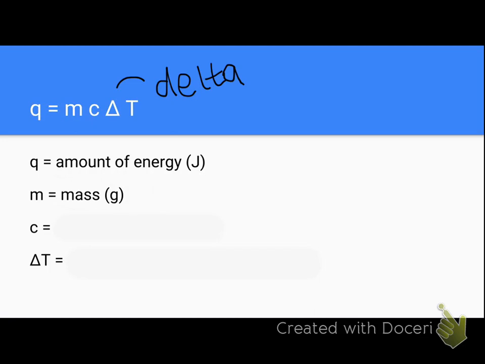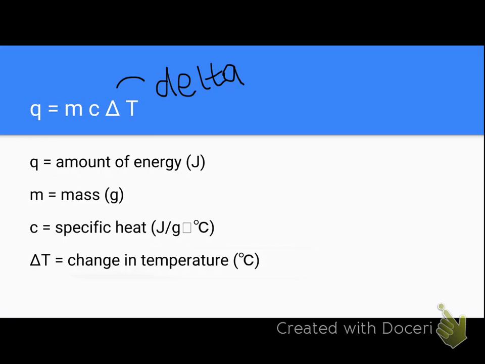M is our mass, and our unit on that is going to be grams. C, we just talked about, is our specific heat. Our unit on that is joules per gram degree Celsius. You can kind of ignore this little box here. It's just when I transferred it over, it came up there. You can look at how that's written on your other slides. And then delta T means the change in temperature, and we're going to use degrees Celsius in this. Our little delta here means change in. Anytime you see the triangle, the delta, it means the change in whatever the variable is.